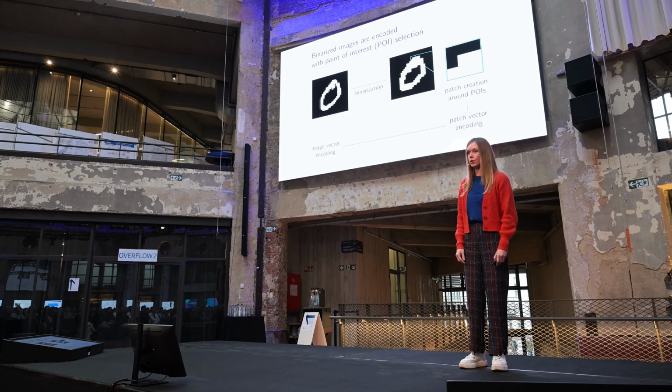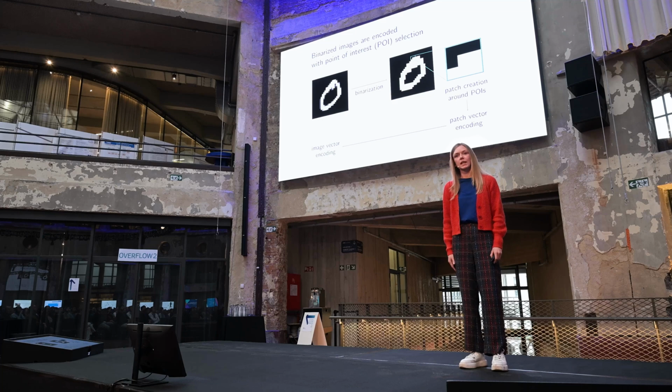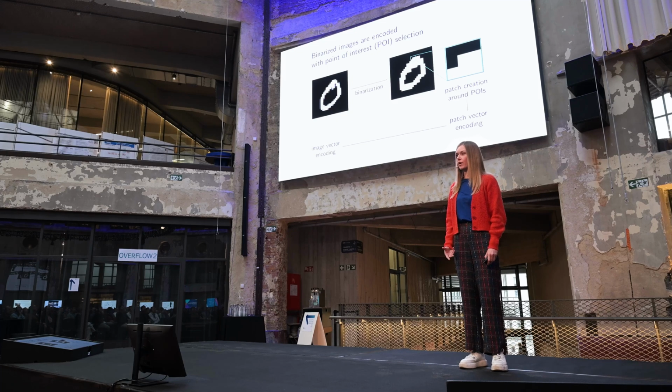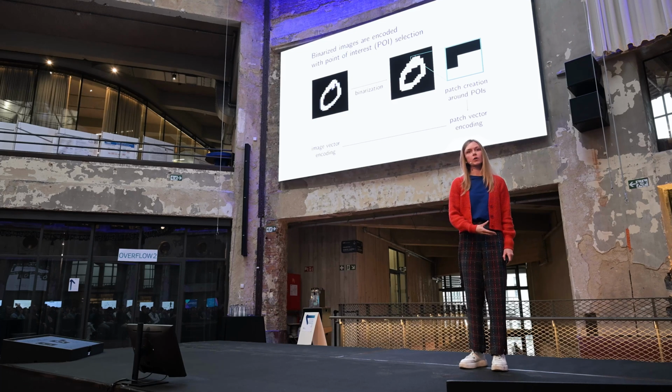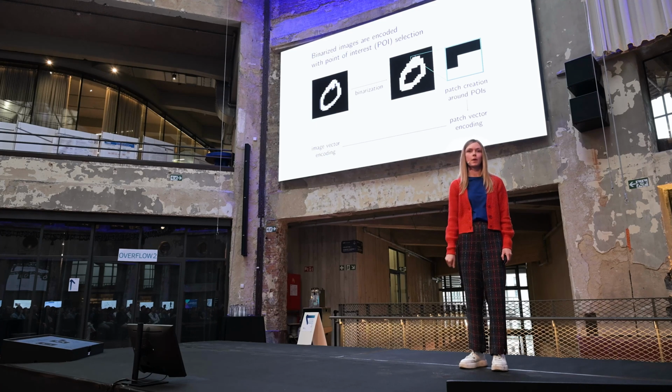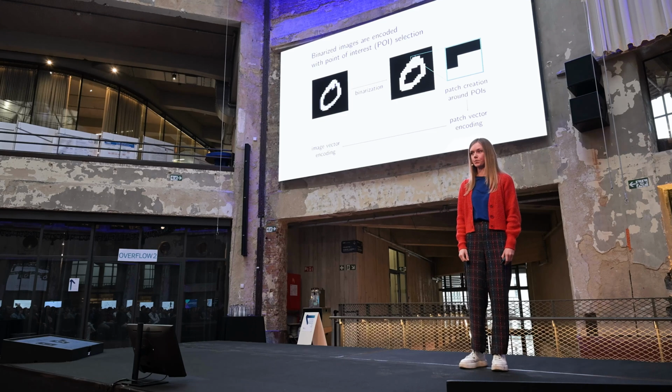Binarized images are then encoded by a point of interest selection. Namely, we will create a patch of a certain size around all the pixels with a value of 1. We will encode this patch into a patch vector and use this to encode the binarized image, by still taking into account also the global position of the patch. And for that, we use the local linear mapping that I just explained.